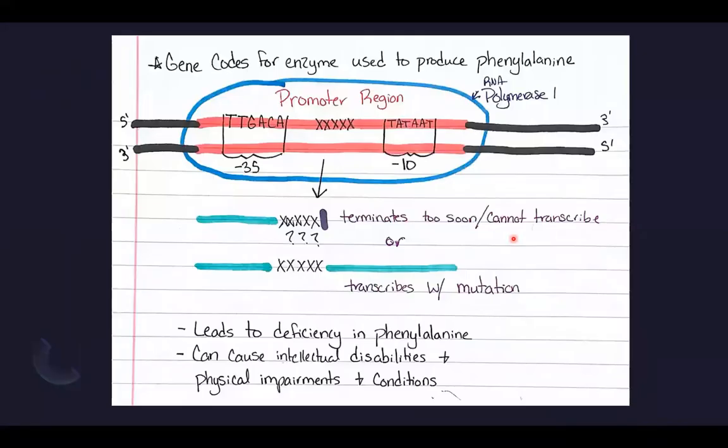So let's say this gene codes for an enzyme used to produce phenylalanine, but we add 5 base pairs in between our -35 and -10 consensus. So what's going to happen is our RNA polymerase is either not going to be able to transcribe this, or it is, but it's going to have this mutation. So this leads to a deficiency in phenylalanine and can cause intellectual disabilities and physical impairments and conditions.